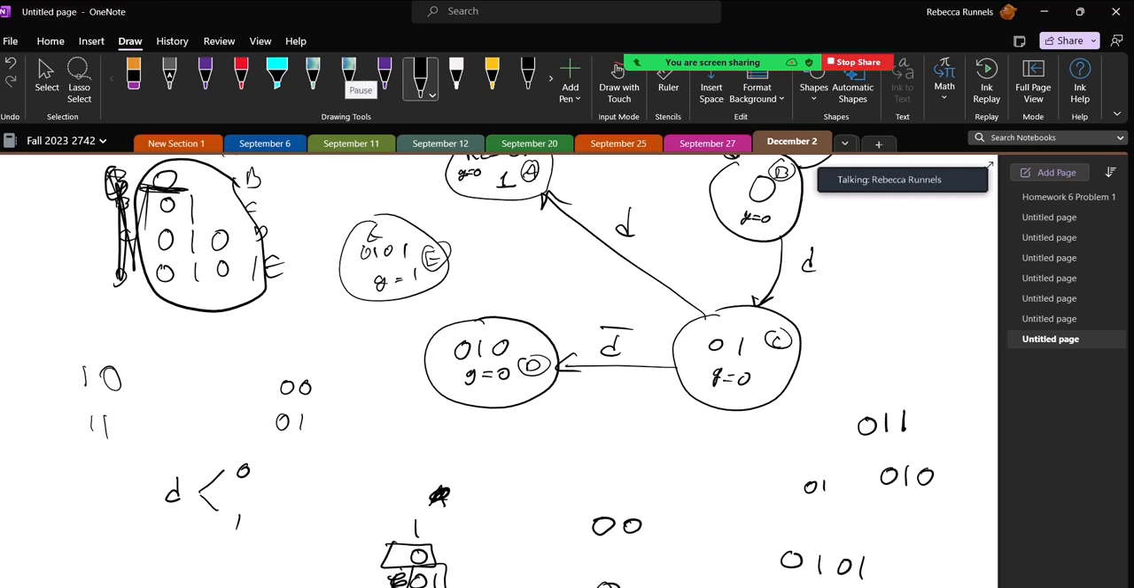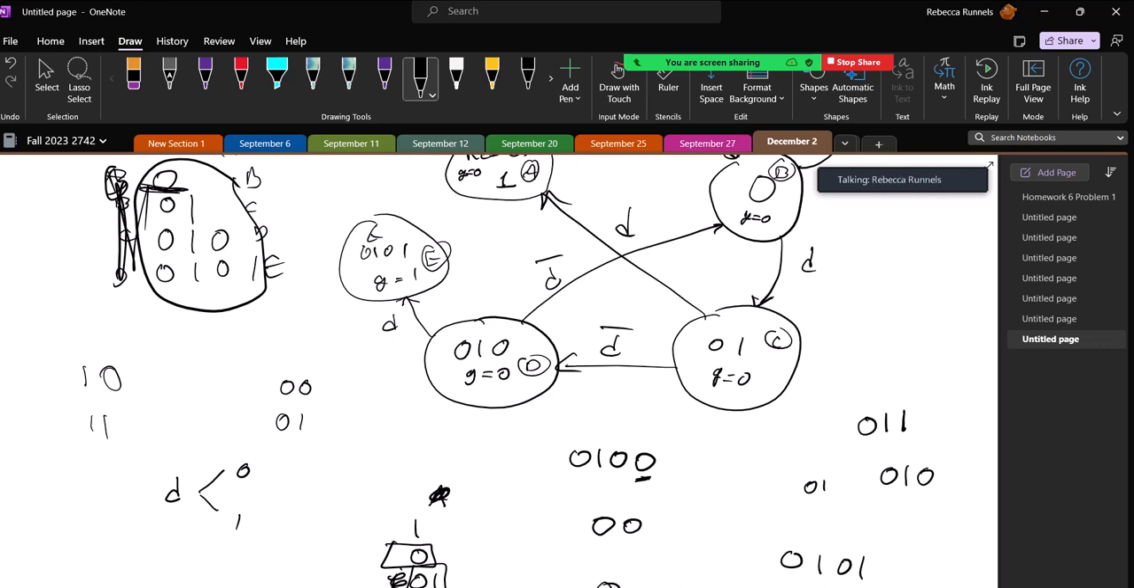Now, if I'm in state 0, 1, 0, and I get a 0, that doesn't bring me all the way back to the beginning because I still have one step towards my goal. I still have that 0. So if I get a 0, I go to this state. If I get a 1, then I've gone all the way to my goal.